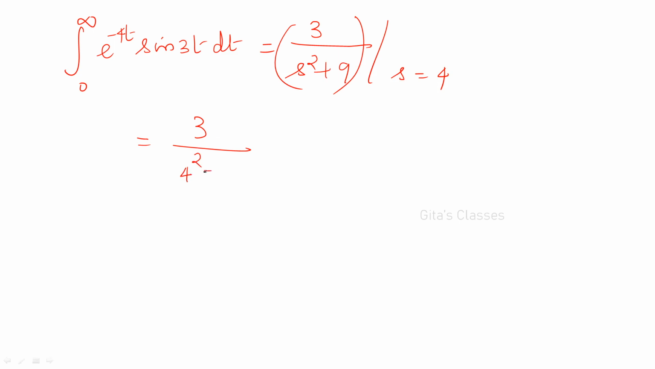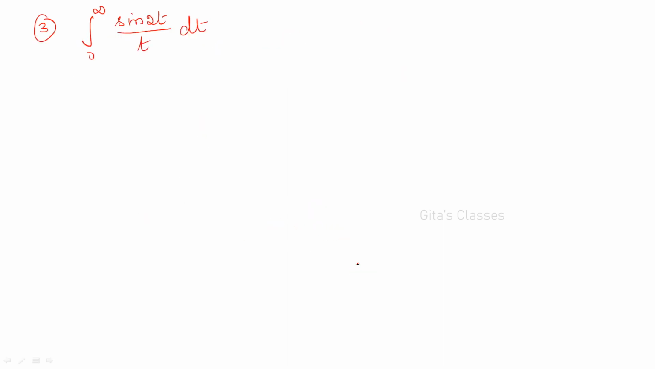So 4 squared plus 9, that is 16 plus 9, that is 25, 3 by 25 is the answer. Next is integral 0 to infinity sin 2t by t. See, I told you when you are using Laplace transform, try to relate it with integral 0 to infinity e power minus st f of t dt.